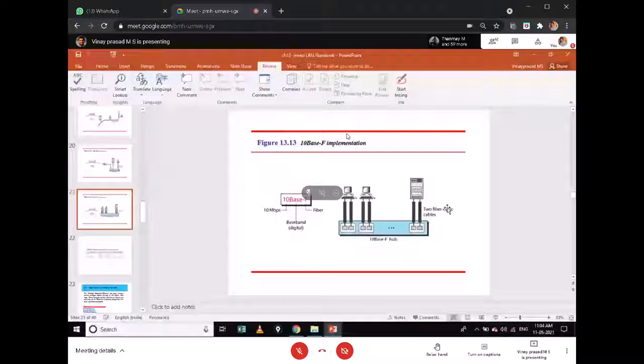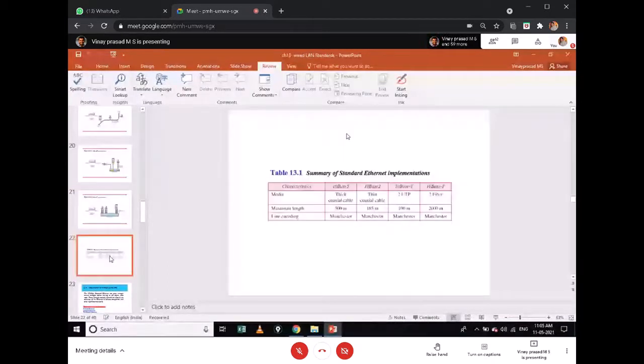We used fiber optics. We could have used fiber optics in our lab LAN that we have in our college, but it could be more costly than the Ethernet that we have. Okay, so I can summarize all these different common implementations under the standard Ethernet.